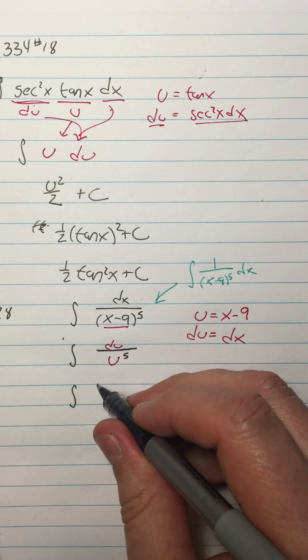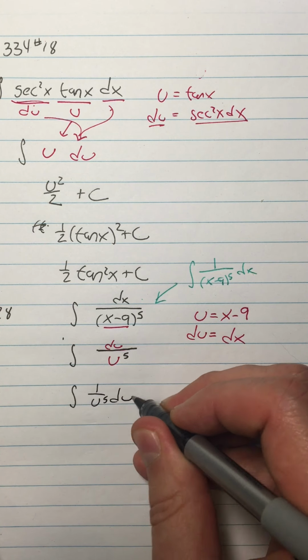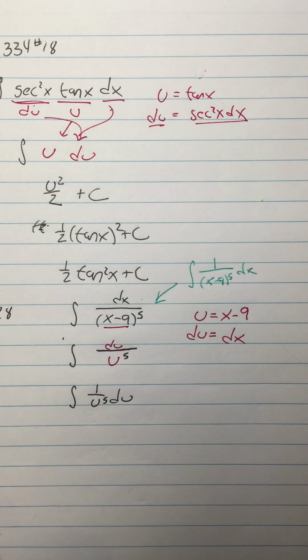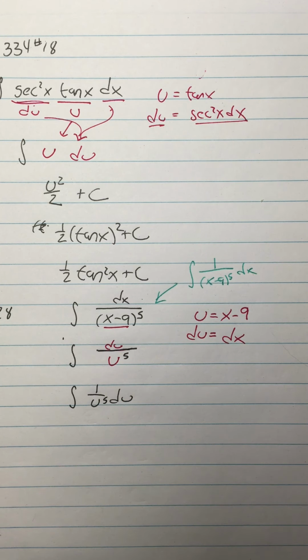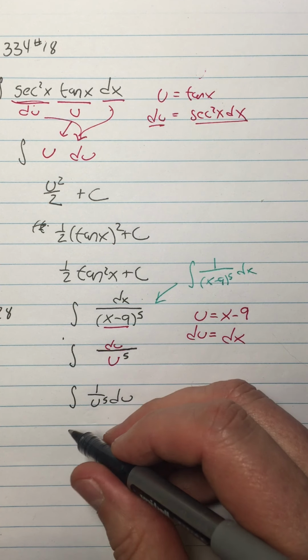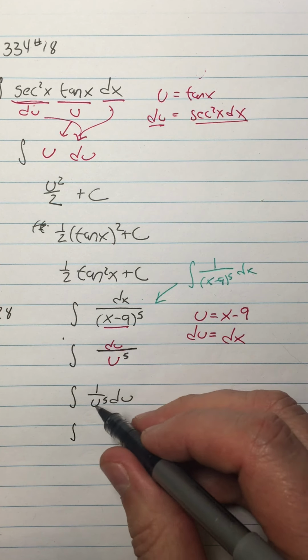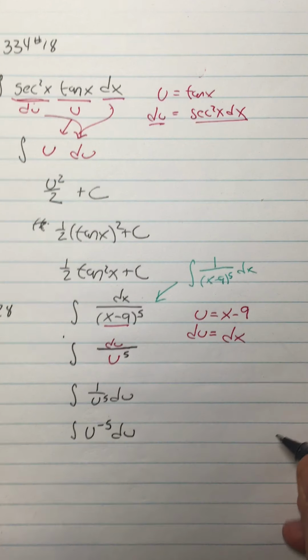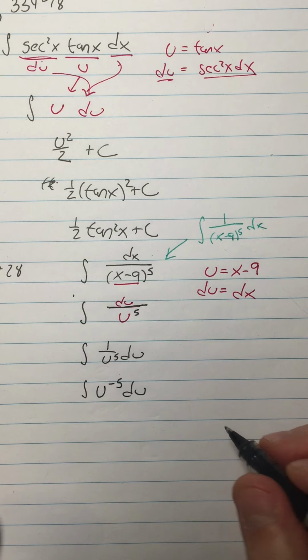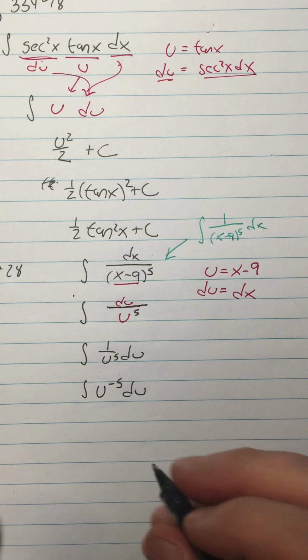This is really 1 over u fifth du. I'm keeping the integral sign because I haven't done an antiderivative yet, right? All I'm doing is substituting and doing algebra. Now, I'm still not going to do calculus yet. If I want to do 1 over u to the 5th, I have to write that as a negative exponent, u to the negative 5th du. Now I'm ready to do the calculus, so I'm going to drop the integral sign when I do the calculus.